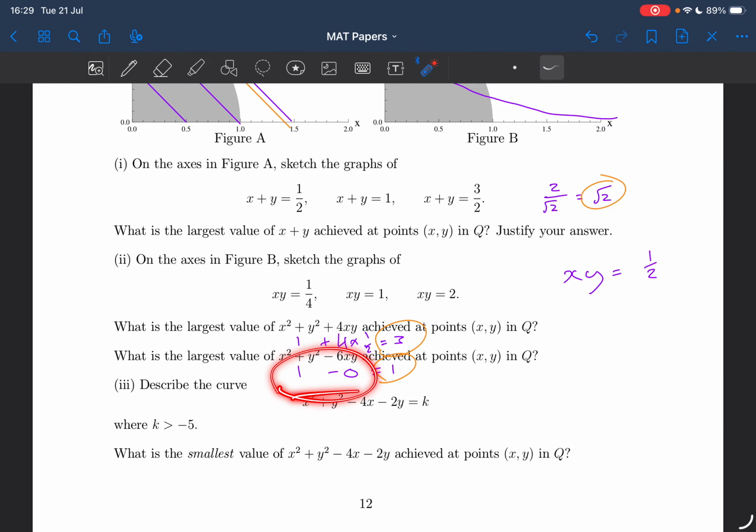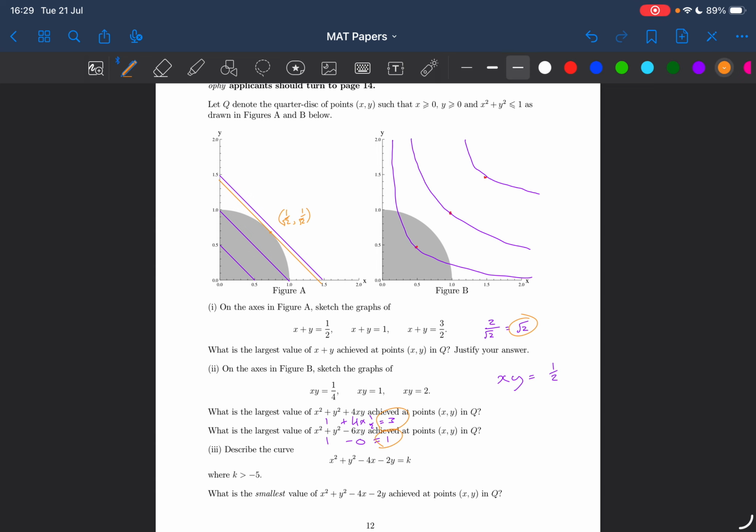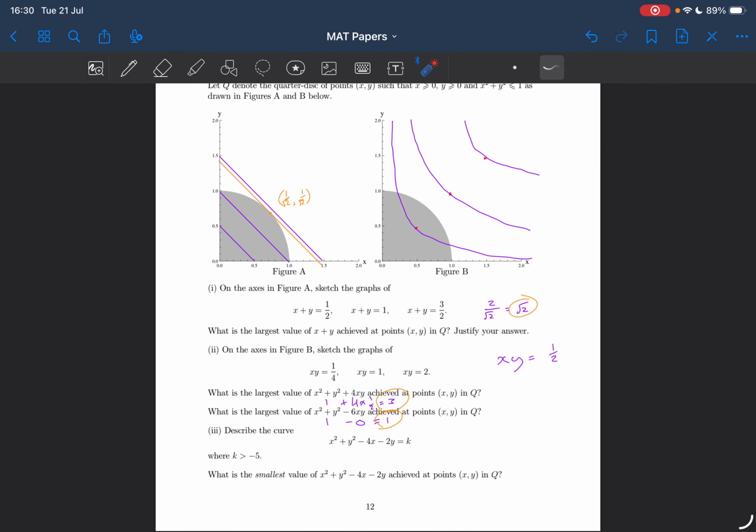Same thing could be if it's 0, 1 or 1, 0. I mean, same argument there. Anywhere along these 2 points would be the biggest value it can be. That looks good. The smallest value would be the origin. It's just 0, isn't it? Yeah, because you can never make it smaller, considering we only have non-negative x and y's.